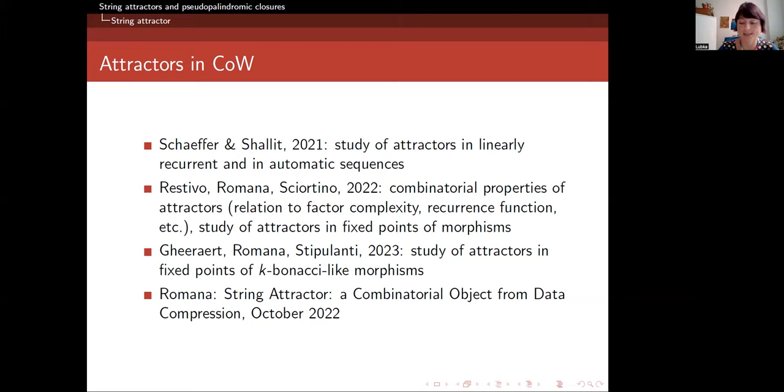And now let me go to my topic. So now I will speak again about attractors, minimum size attractors of some particular prefixes, or sometimes prefixes, sometimes factors, in sequences which are obtained by palindromic and antipalindromic closure. So now I have to define what I mean by palindromic closure.